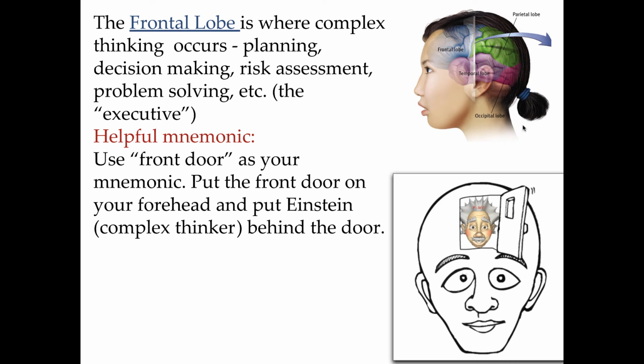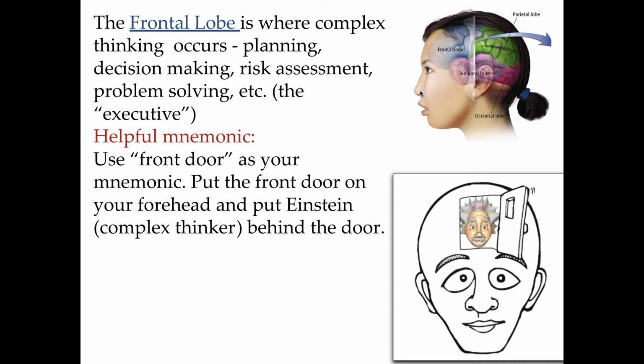So the frontal lobe is where all of our complex thinking occurs. Our ability to assess risks, to plan, to make decisions, to problem solve takes place in the frontal lobe. All of those functions are often known as executive functions. Just think about the CEO, or chief executive officer, of a company. They are in charge of that company, making the decisions for the company, for example. Same goes for your frontal lobes, which are responsible for your executive functioning.